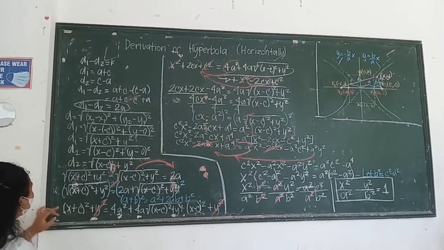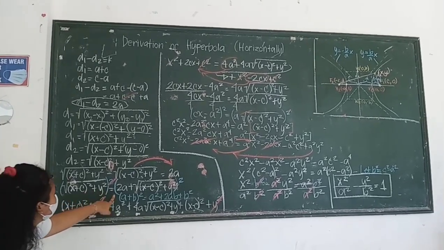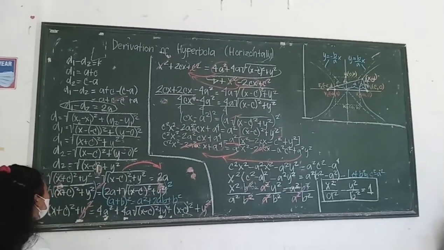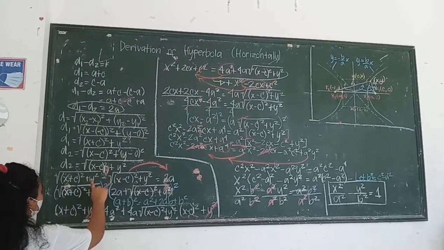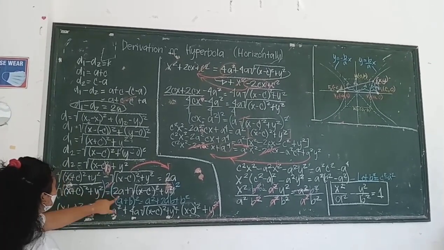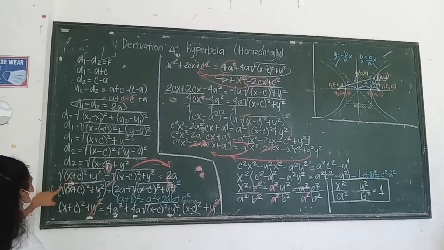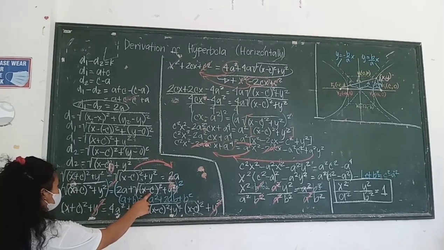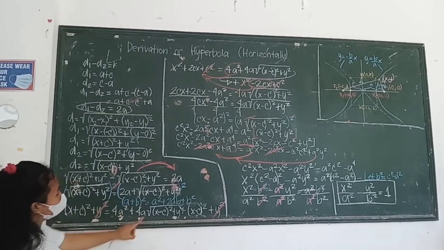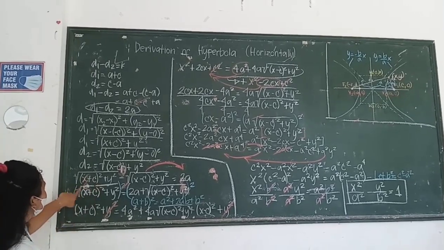So that will be the square root of x plus c squared plus y squared is equal to 2a plus the square root of x minus c squared plus y squared. This is negative on the other side, so it will be positive on this side. In this way, we can finally square both sides, and that will remove the radical sign here. As you can see, this is in the form of a plus b squared, and a plus b squared is equal to a squared plus 2ab plus b squared.